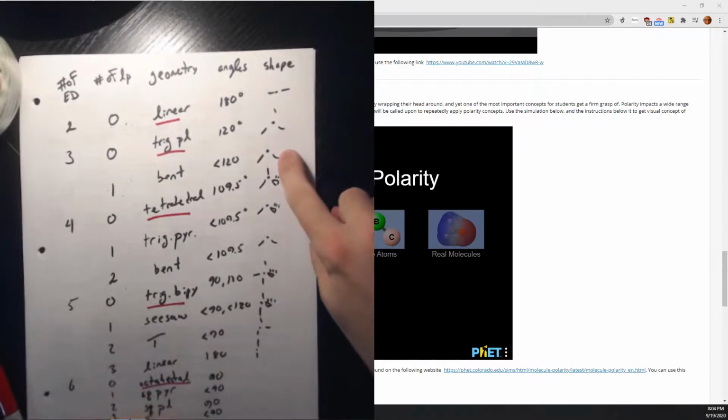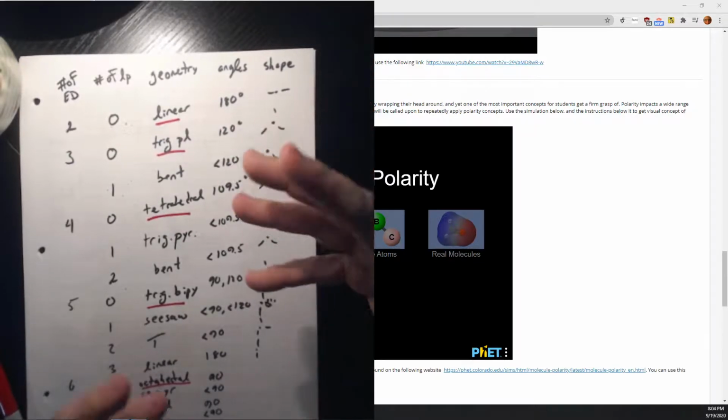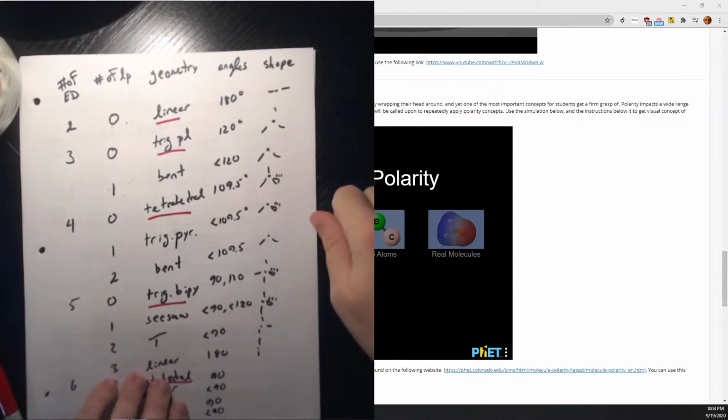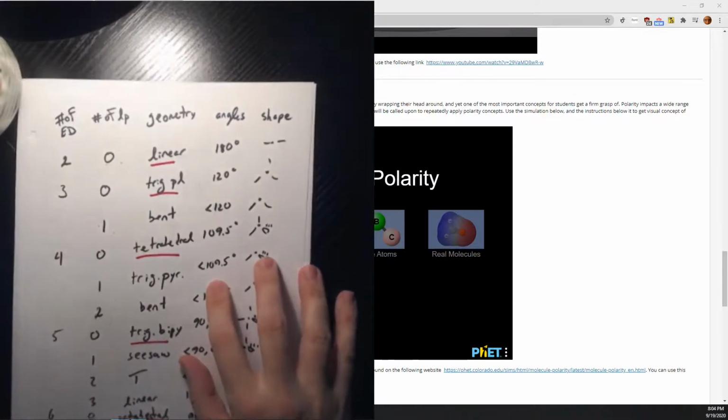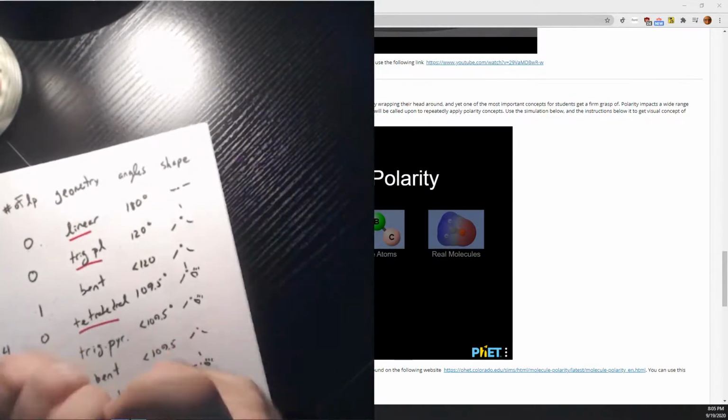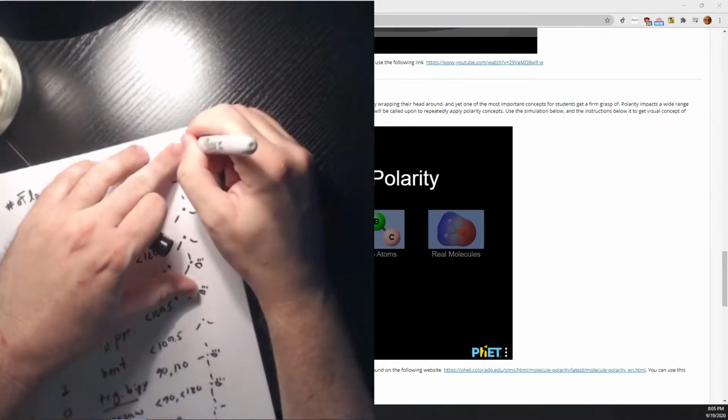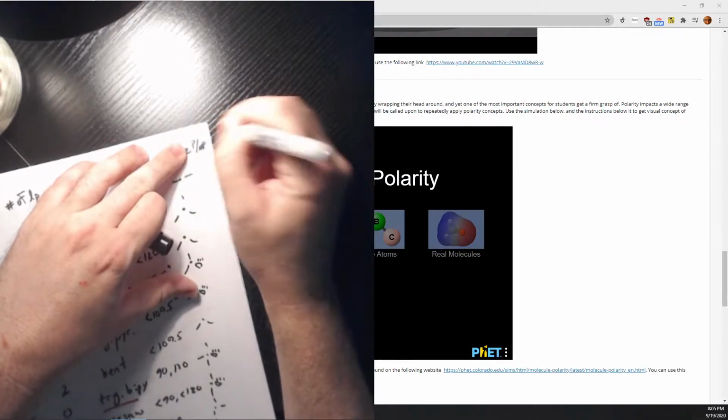But when you get to 3 and 1, suddenly this guy up top has disappeared. These two are pulling in the same direction. So you have lost that symmetry. You've got an unevenness in the molecule. So we can add a final column here. Squeeze it in: polar or nonpolar.